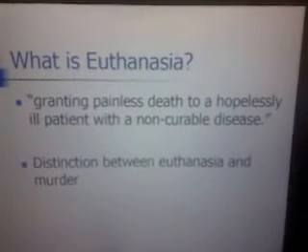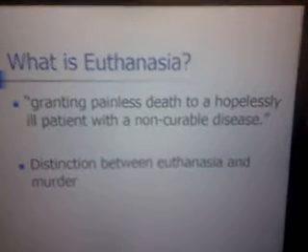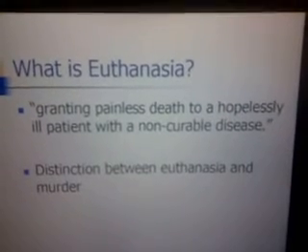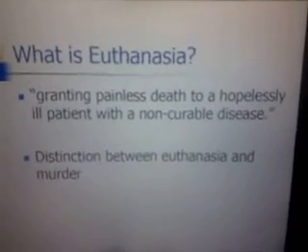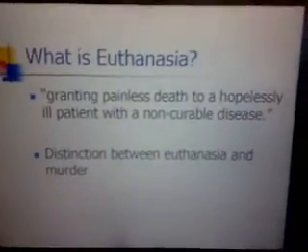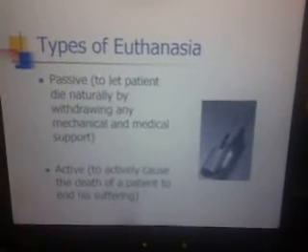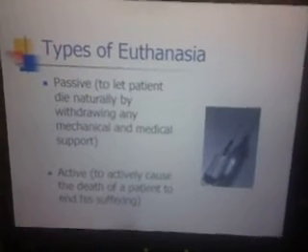Euthanasia is different from murder, where murder is an intentional killing of somebody. In euthanasia, the patient himself actually wanted to die and is not forced to die by other people. There are two kinds of euthanasia. One is passive and one is active.